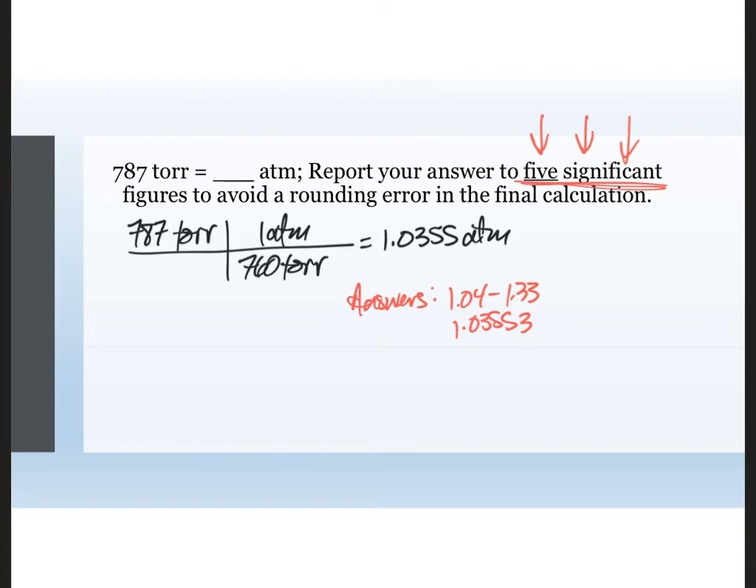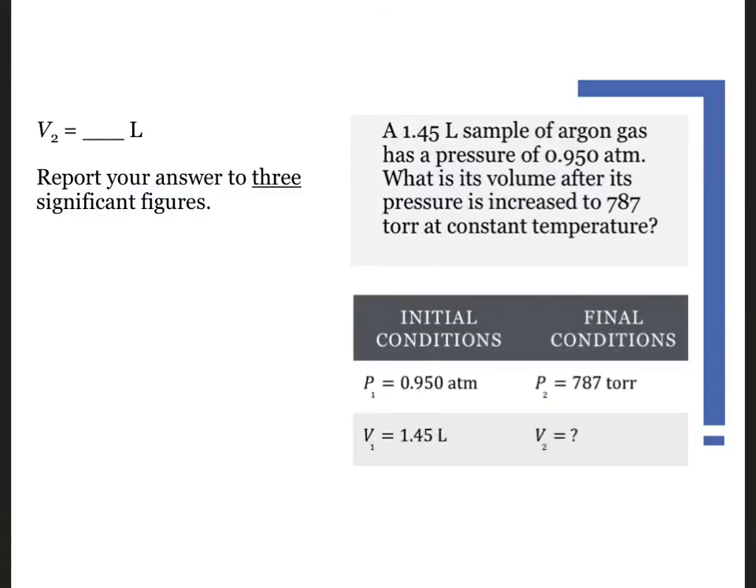You have to answer to the correct number of significant figures, especially if we've told you exactly how many we need. All right, here's the last problem. So P1V1 equals P2V2, given our data set here. And we are solving for V2, and we're doing this to 3 significant figures.